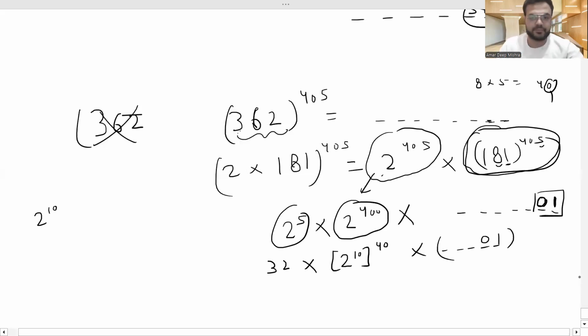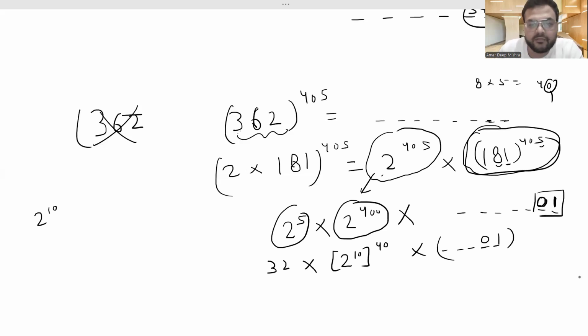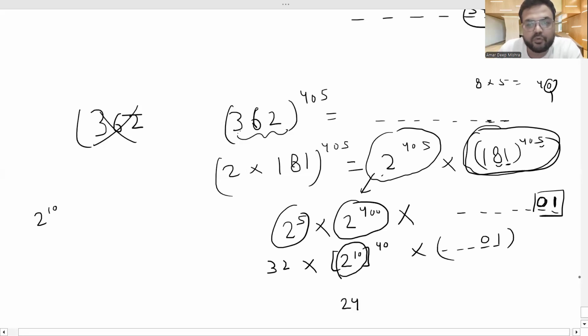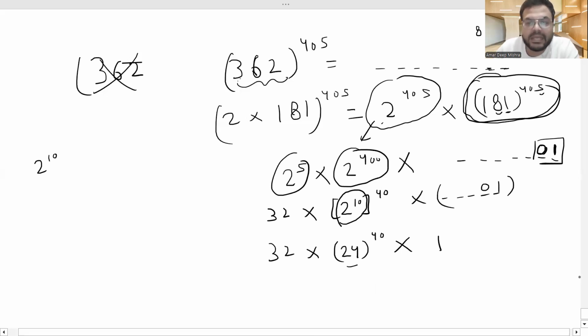Now see, 2 power 10, for this part the last two digits are 24. We have discussed that already. This is 24 whole to the power 40. Okay, whole power 40. Now into 1 and 32. Now, you know, if you have 24 to the power an even number, you always get what? You always get 7 6. Okay, so here 24 to the power an even number, you will get 76 into 1 into 32.